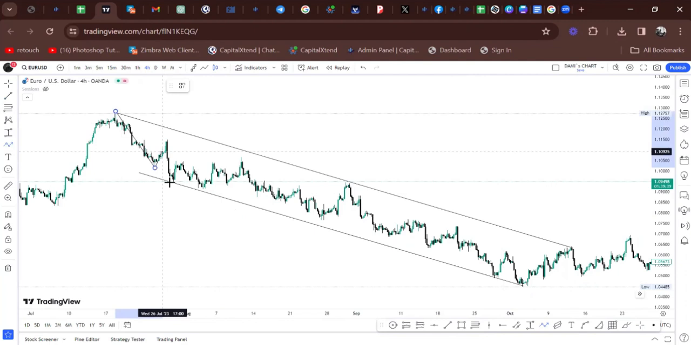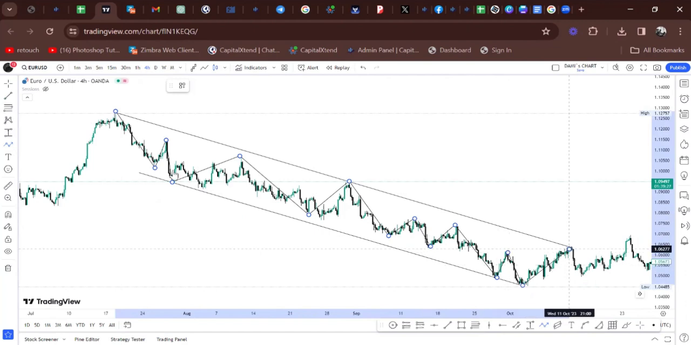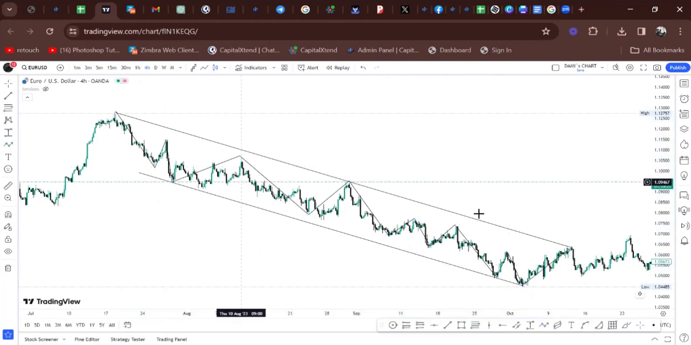We have another high here. We have another low. And we have another high here. We have another low. We have another high. We have a low. We have another high. We have a low, we have a high, we have a low, and we have another high. Now, this is clear that the market is actually in a downtrend.